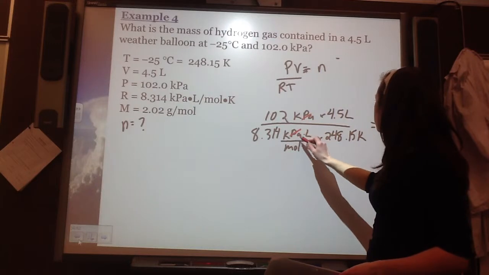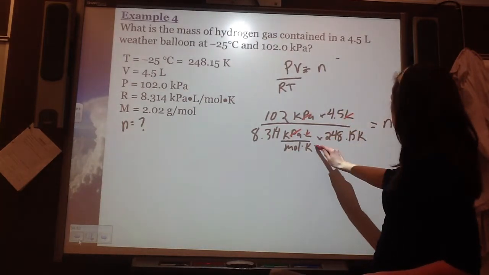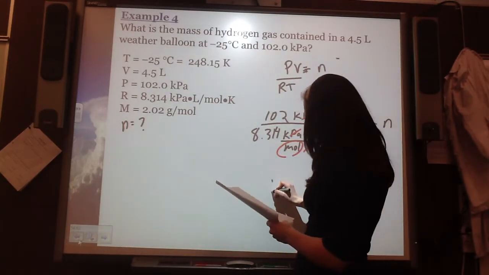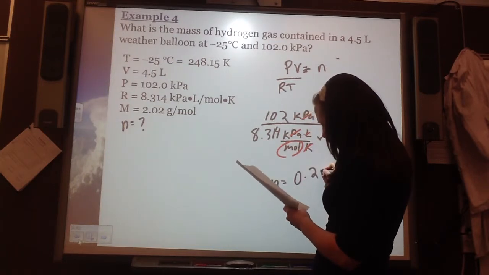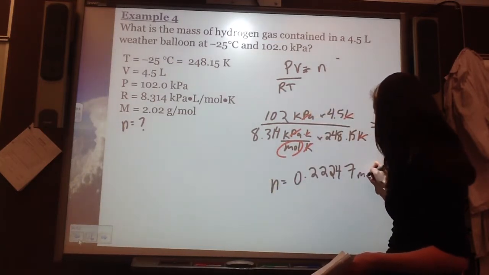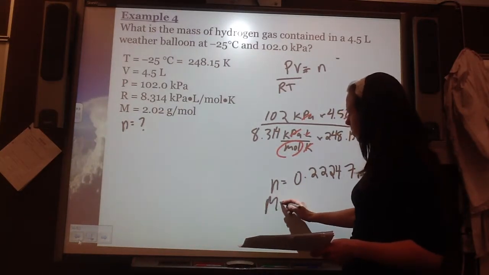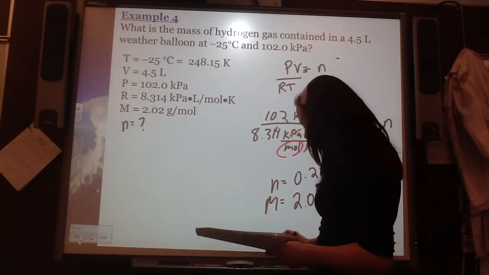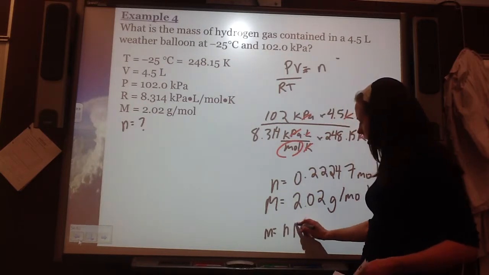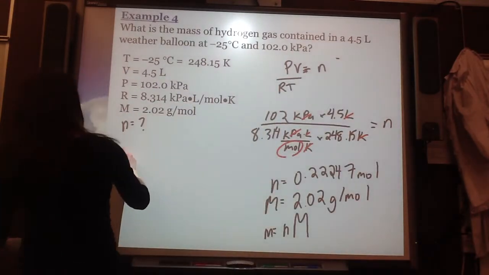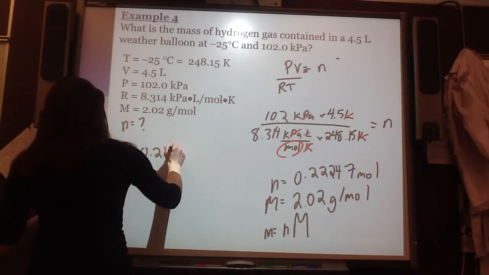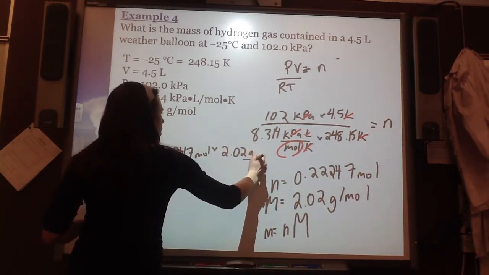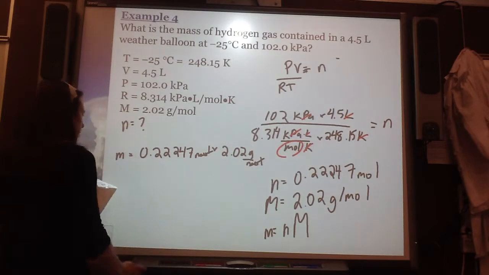So here kPa's cross out, liters cross out, and here our Kelvins cross out. We're left with moles. So the moles that I get, n, is equal to 0.222247 moles. I'm given molar mass, because I know what I'm working with here. And mass is equal to n times big M. So mass is equal to 0.22247 moles multiplied by 2.02 grams per mole. My moles cancel out and I'm left with grams.